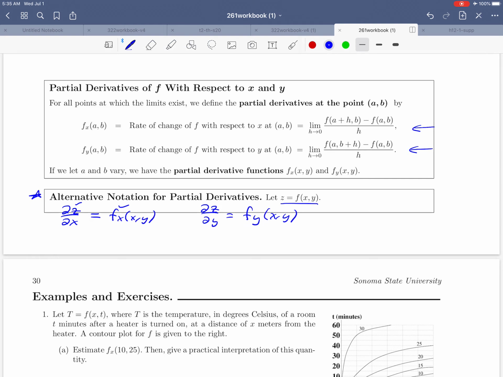Okay, and then if we want to talk about the derivative at a specific point a, b, we could either write that like this, partial z partial x evaluated at a, b, or f_x evaluated at a, b. Those two notations mean the same thing. All right, and then same deal over here. So we'll substitute the point a, b into partial z partial y, and we could also write that as f_y of a, b.